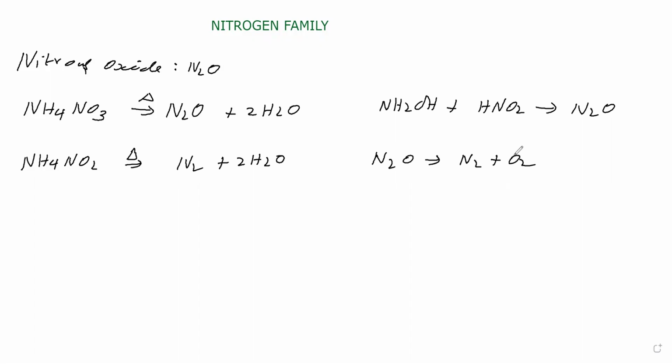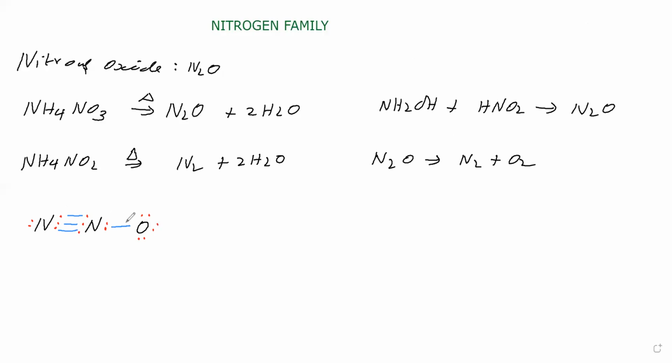Then resonance structures of N2O we will see. N2O contains 2 nitrogens and 1 oxygen. This nitrogen group number is 5A, therefore this valence shell contains 5 electrons. So 5 dots we will write. For this nitrogen also 5 dots we will write. Oxygen 6 dots we will write, it is coming under 6A group. Now we will give the bonds. Here triple bond we will give.